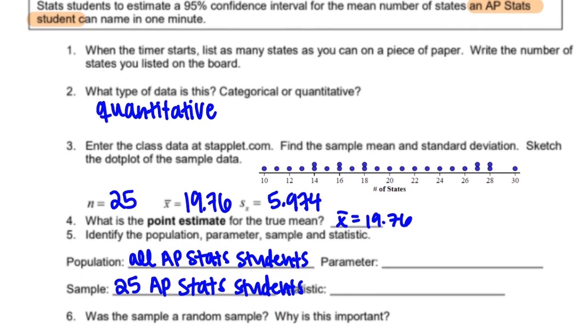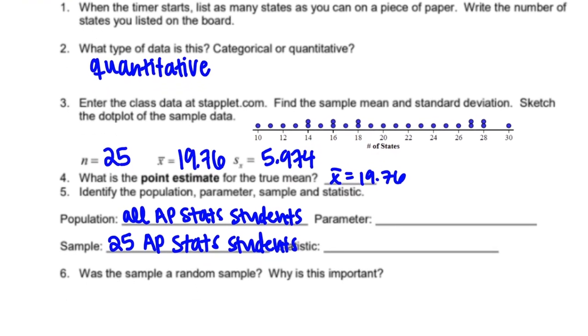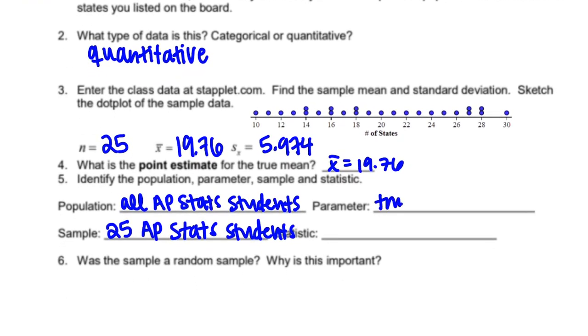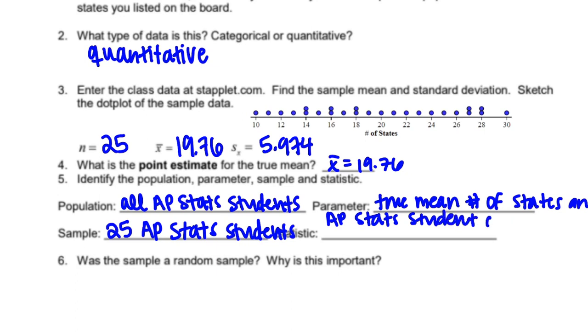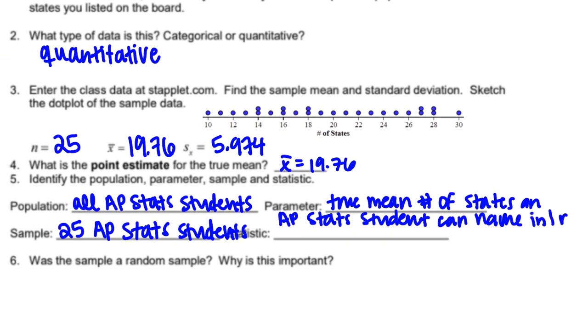The parameter is what we want to estimate. We want to estimate the mean number of states, so I'm going to write the word true, mean number of states an AP Stat student can name in 1 minute, which makes our statistic the sample mean, which was going to be 19.76 states again.